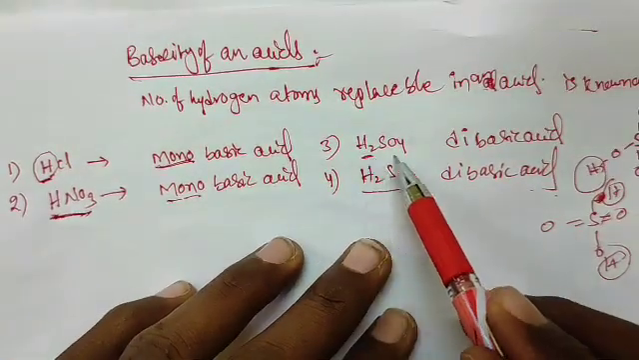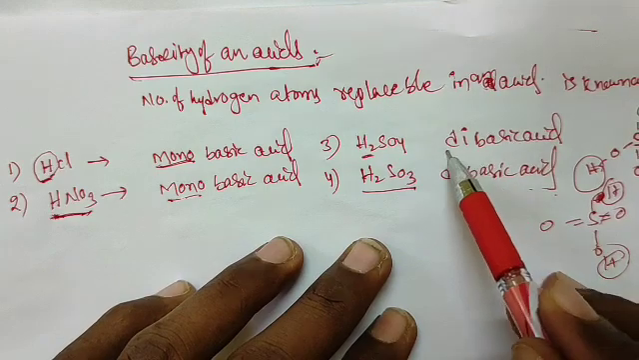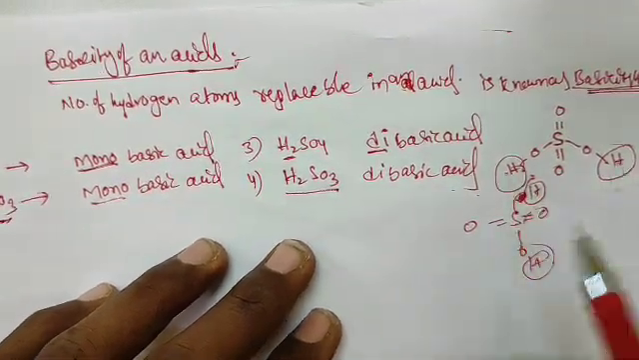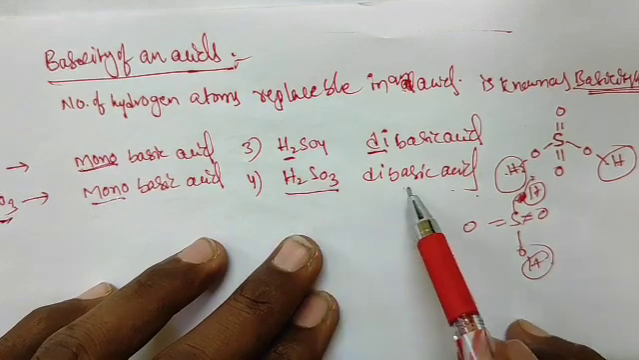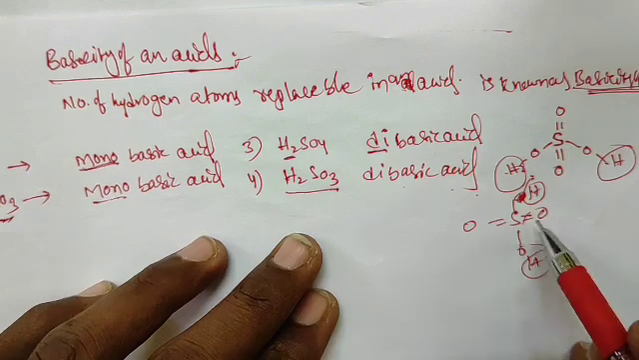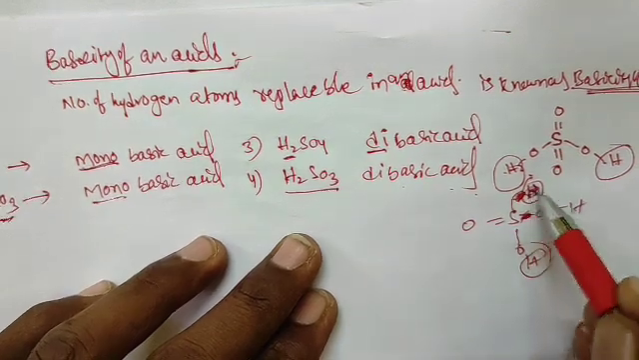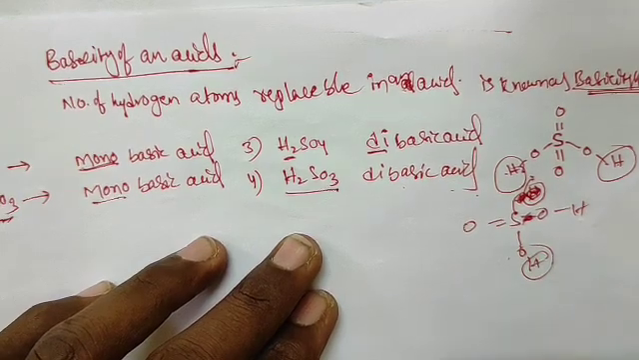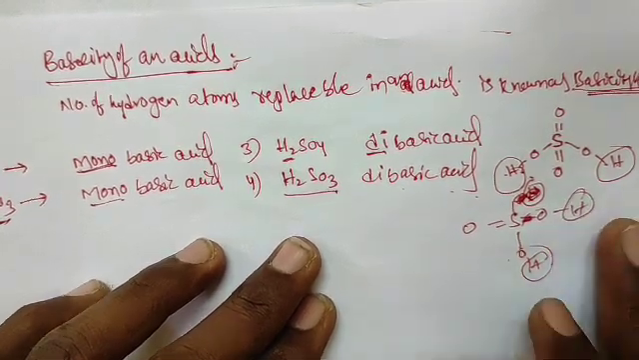Next, H2SO4, sulfuric acid, is a dibasic acid because according to the formula there are two replaceable hydrogens. H2SO3 is also a dibasic acid, with two replaceable hydrogen atoms, and three O's and two hydrogen atoms here as well.